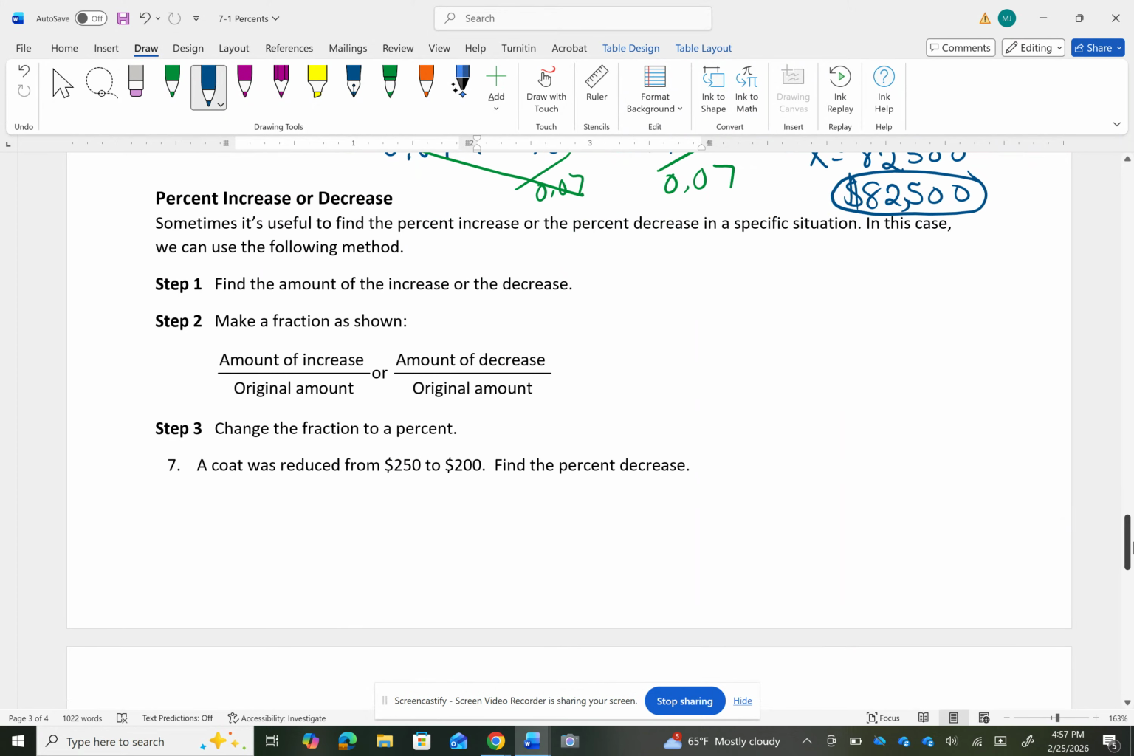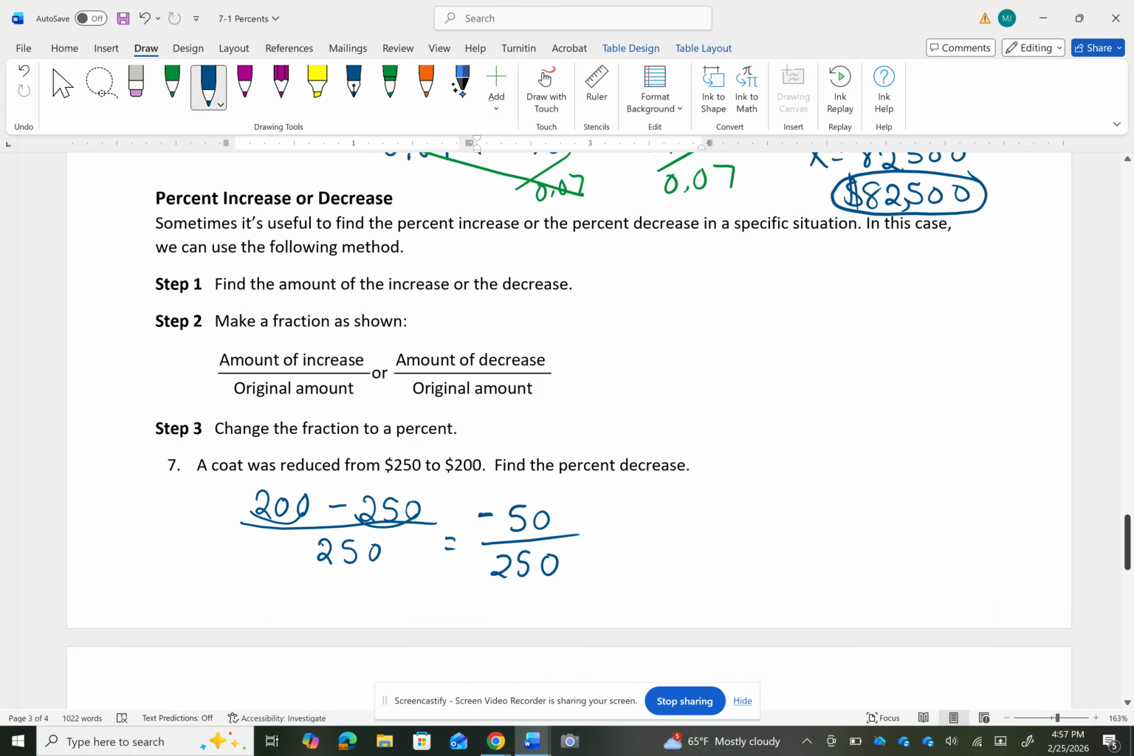So here I have a situation where a coat was reduced from $250 to $200. To get the amount of the decrease, you take the new cost, subtract the original cost, and divide by the original amount, which is the 250. If you set it up correctly as the new price minus the original, then when you get a negative, it's telling you that the price of the coat went down.